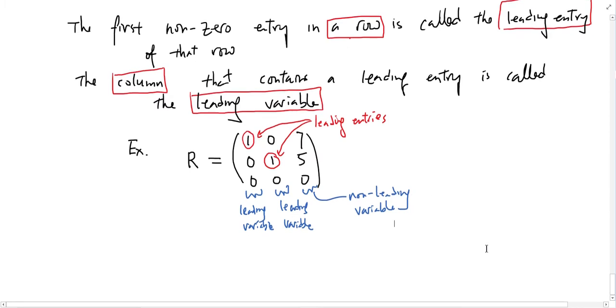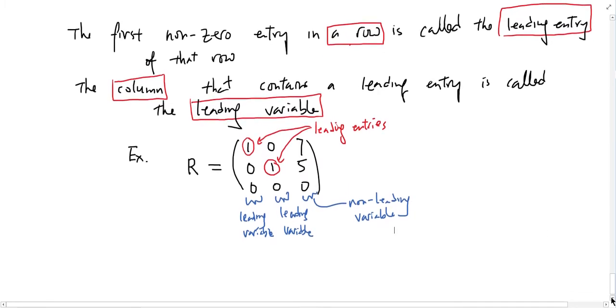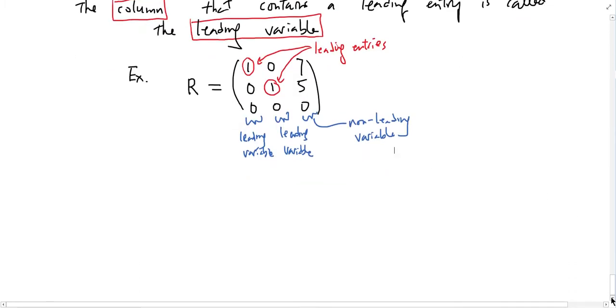Now that you can identify leading entries and leading variables, let's talk about what happens when a matrix is in its most reduced form. A matrix is in its most reduced form, meaning that once you reduce down to this form, there is nothing you can do to make it more reduced. Anything that you do would actually take it out of its most reduced form, and therefore mess up your problem.